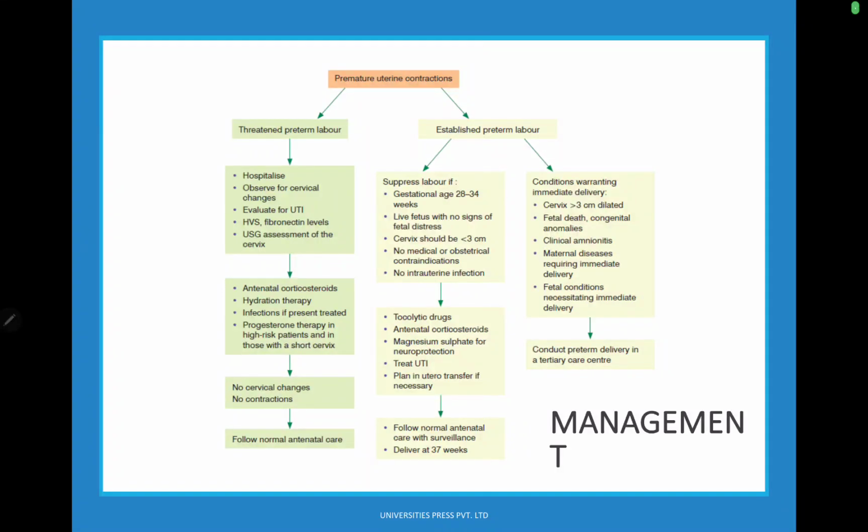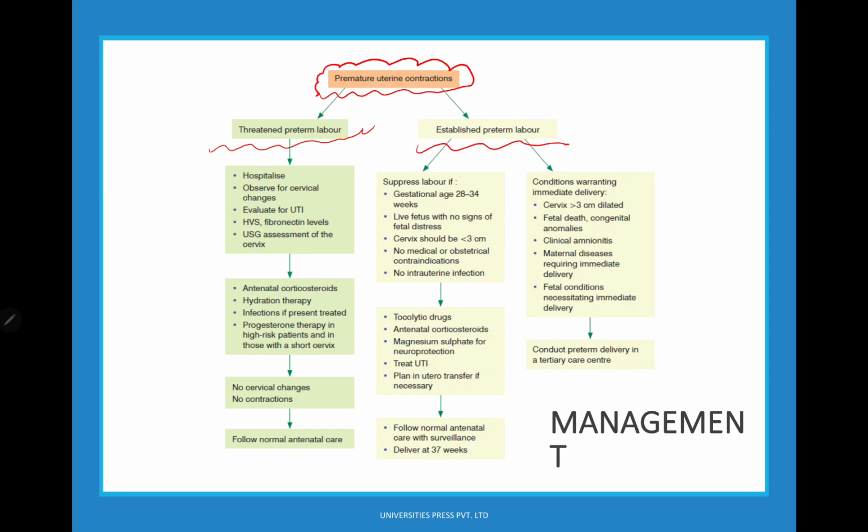See the management of preterm labor. Management of preterm labor is indeed an important short note. So it's very important. Now first we are going to look for if there are any premature uterine contractions. If there are any premature uterine contractions, we can divide it as either a threatened preterm labor or an established preterm labor.